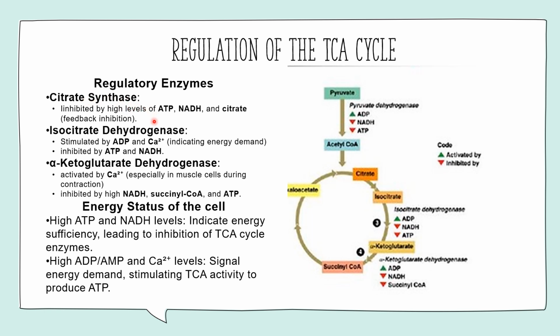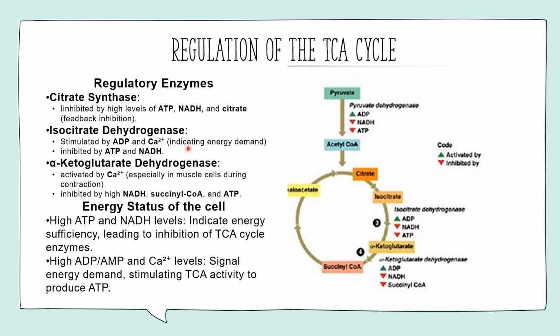So the citrate synthase is inhibited by high energy levels, as indicated by ATP and NADH. It also receives feedback inhibition by its end product, citrate. So if you have a high concentration of citrate, which we will talk about as an indicator of high energy levels in the cell, it will do negative feedback on citrate synthase.